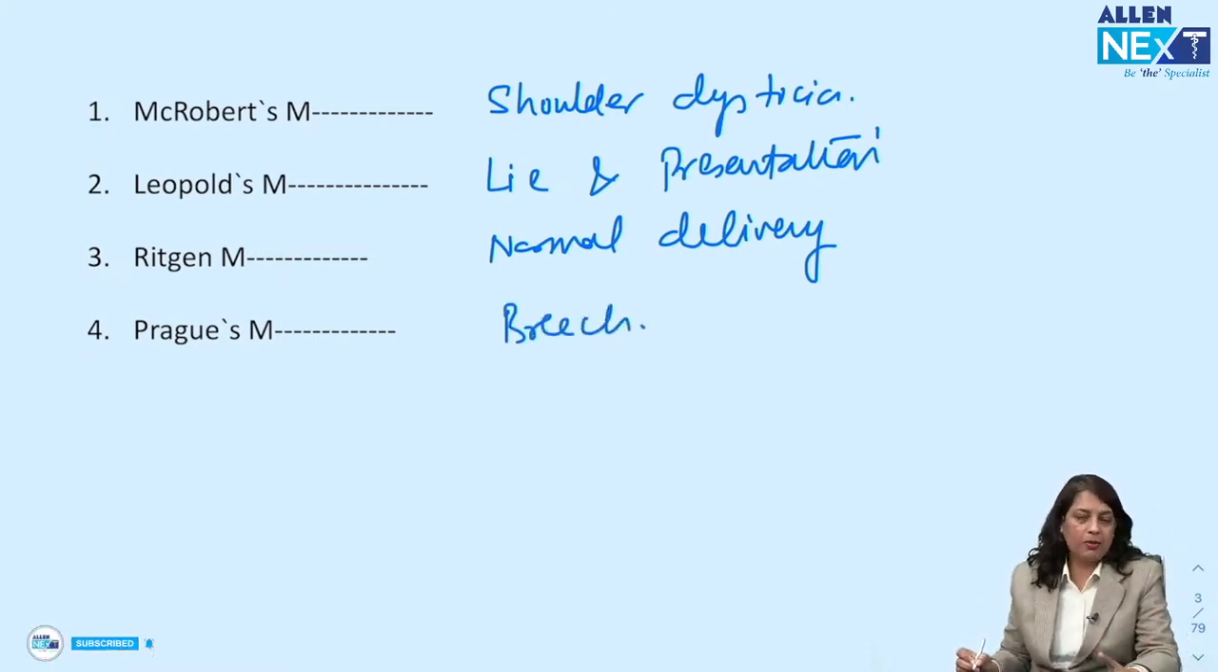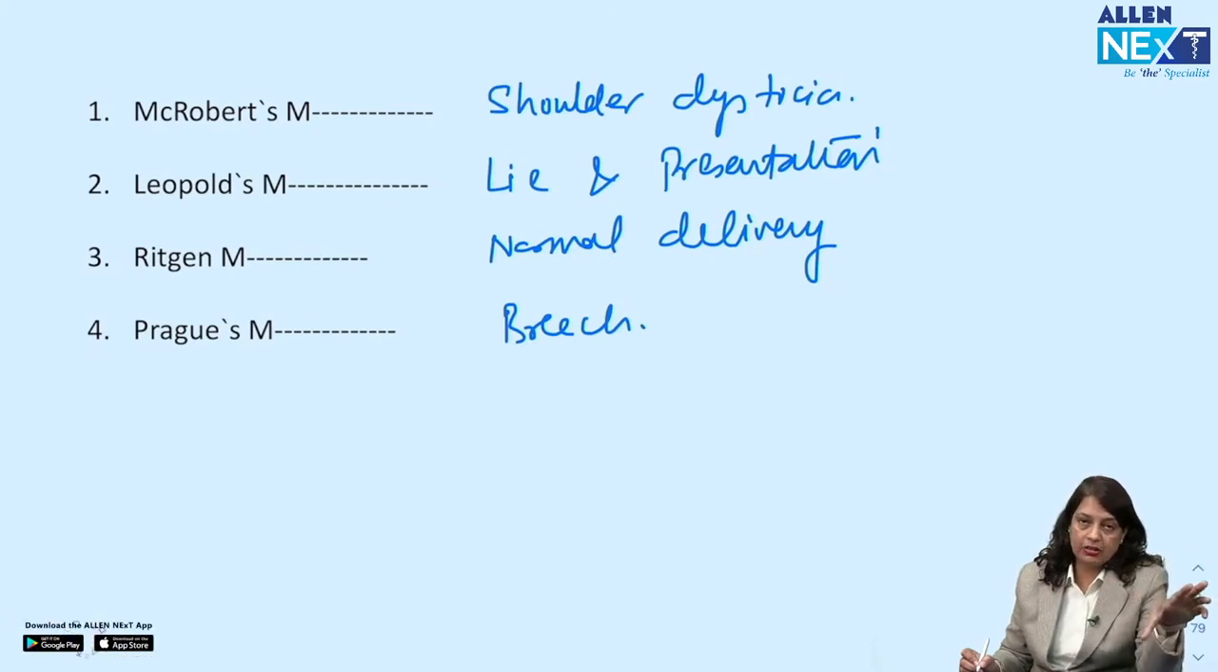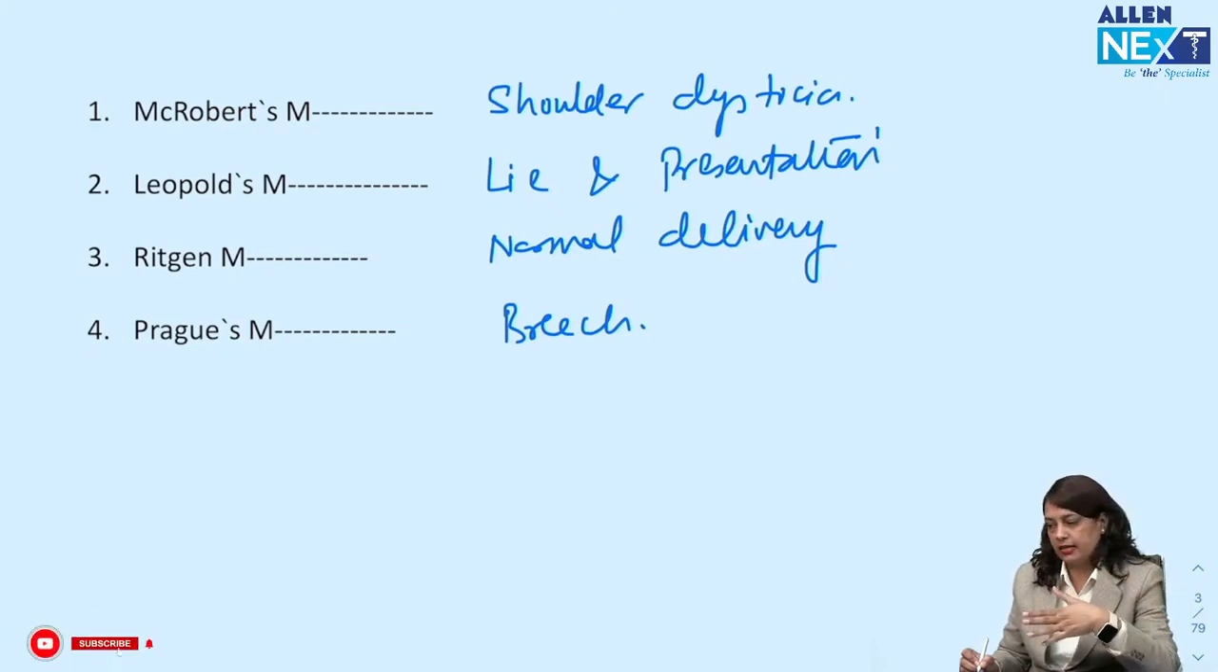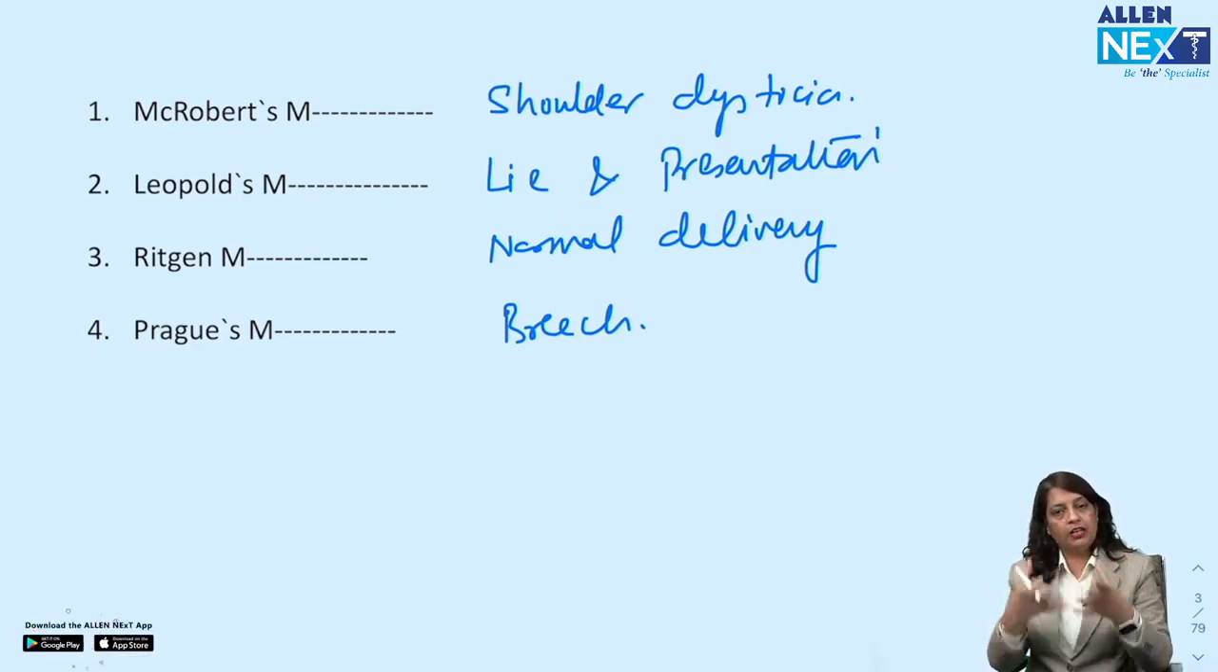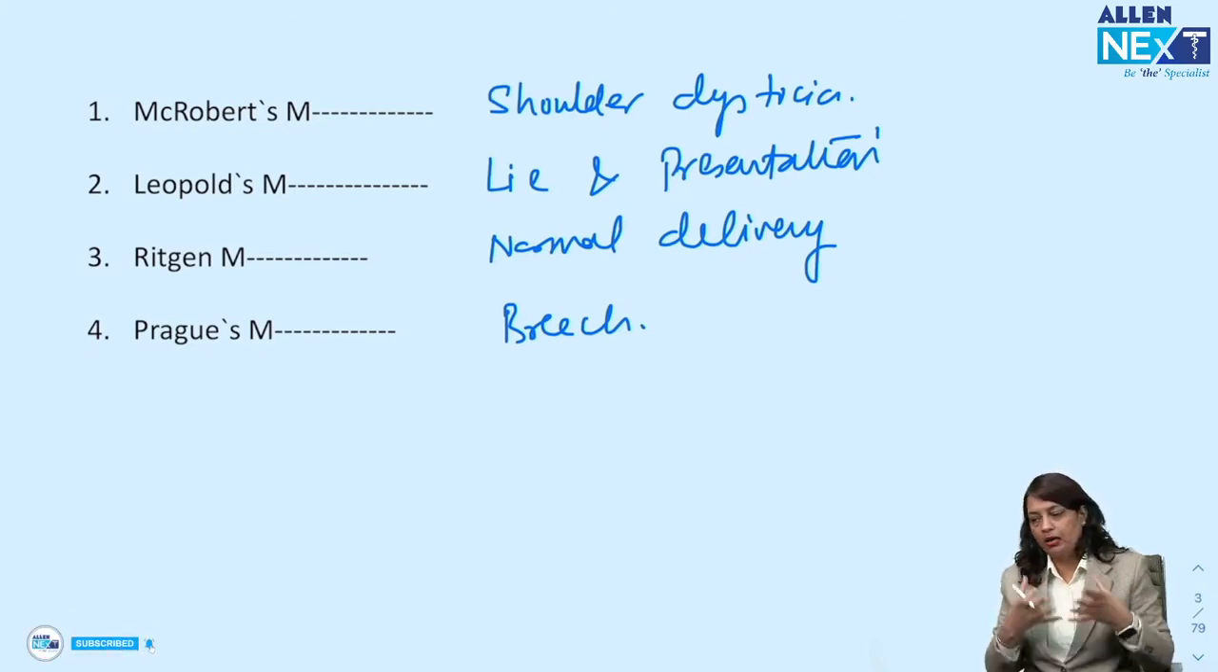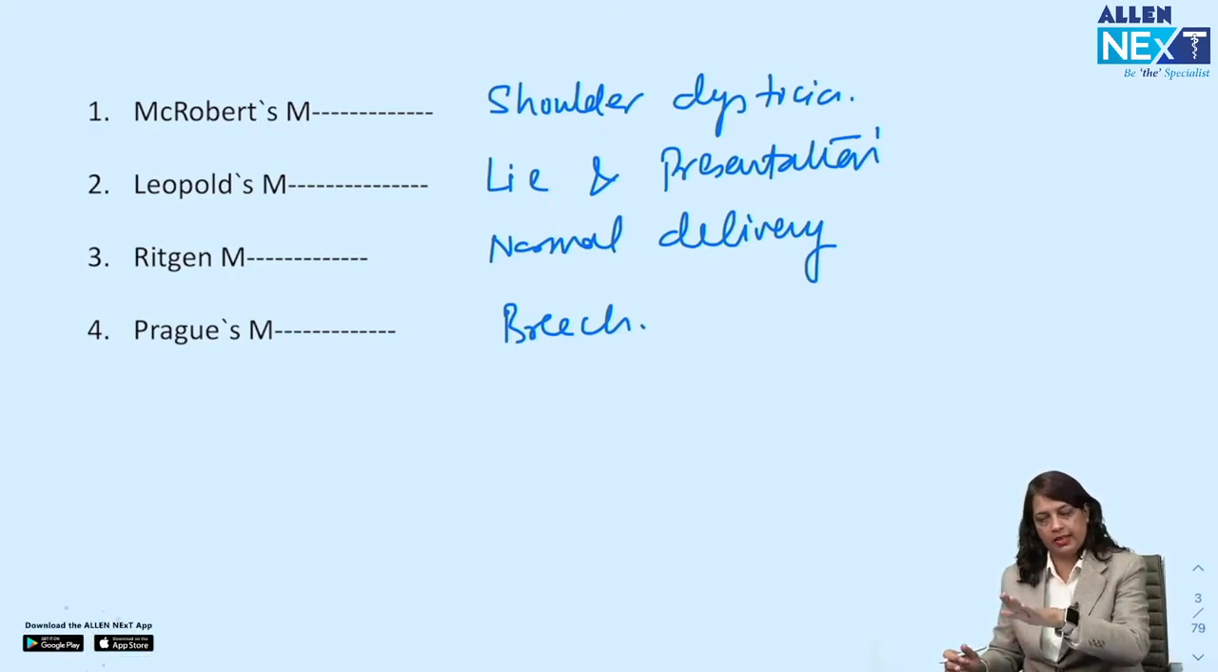Let me tell you, Prague's maneuver might be asked in the question, but nowadays in most places for a breech it is an elective cesarean section, and for a breech in labor it is again an emergency cesarean, because the risk of breech is asphyxia, and in conducting a breech delivery there may be a chance of injury to the internal abdominal organs. So for breech it is a planned cesarean section or an emergency cesarean section.